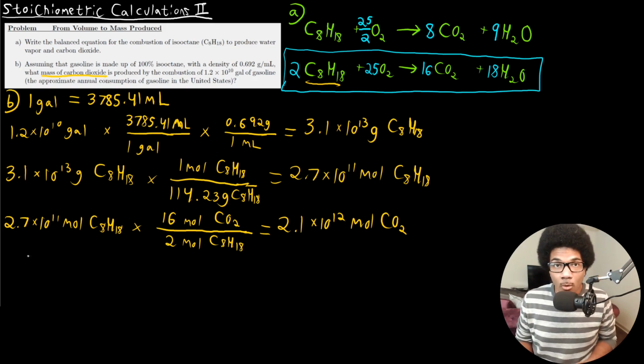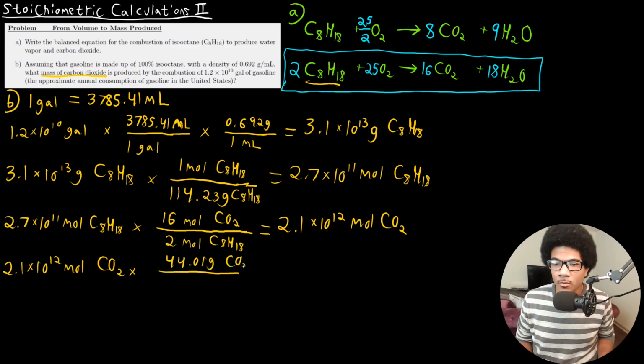So all we need is the molar mass for CO2. So starting with our amount here, 2.1 times 10 to the 12 moles of CO2, and the molar mass for CO2 is going to be 44.01 grams of CO2 for every 1 mole of CO2. And so that's going to give you 9.5 times 10 to the 13 grams of CO2. Now we're done. That's our final answer.